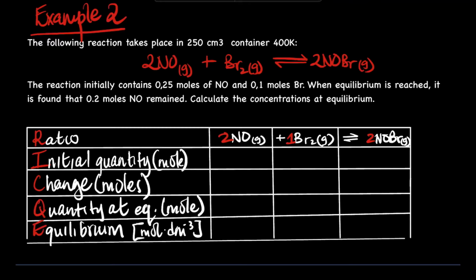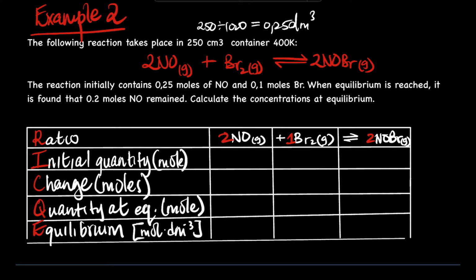Hi guys, here's another practice question for calculating the equilibrium constant using the table. Let's cut to the chase. It says the following reaction takes place at 250 cubic centimeters. We're going to need that volume, so we have to convert it. We'll say 250 divided by 1000, which converts it into dm3, so it's going to be 0.25 dm3.